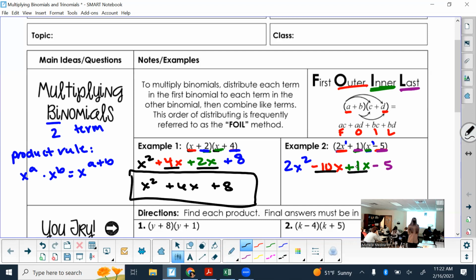Good. What's -10 plus 1? Good. And then the x, yeah. So 2x squared minus 9x minus 5 is this answer, using the FOIL method.